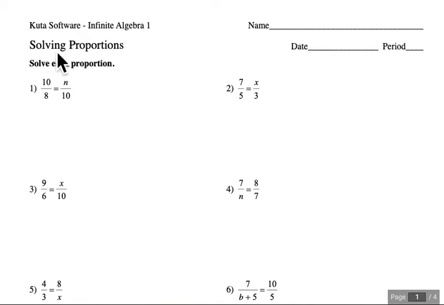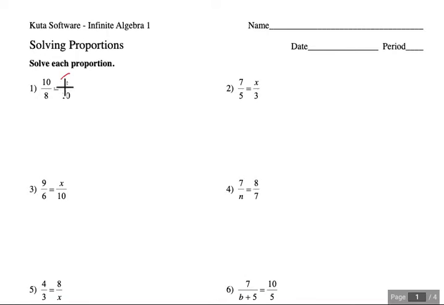So what does it mean to solve a proportion? A proportion is just two fractions set equal to each other, basically. This is a ratio, this is a ratio, and the two ratios are set equal to one another. If there's an equal sign between the two ratios or fractions, and only if there's an equal sign, we can use what I call the cross products.